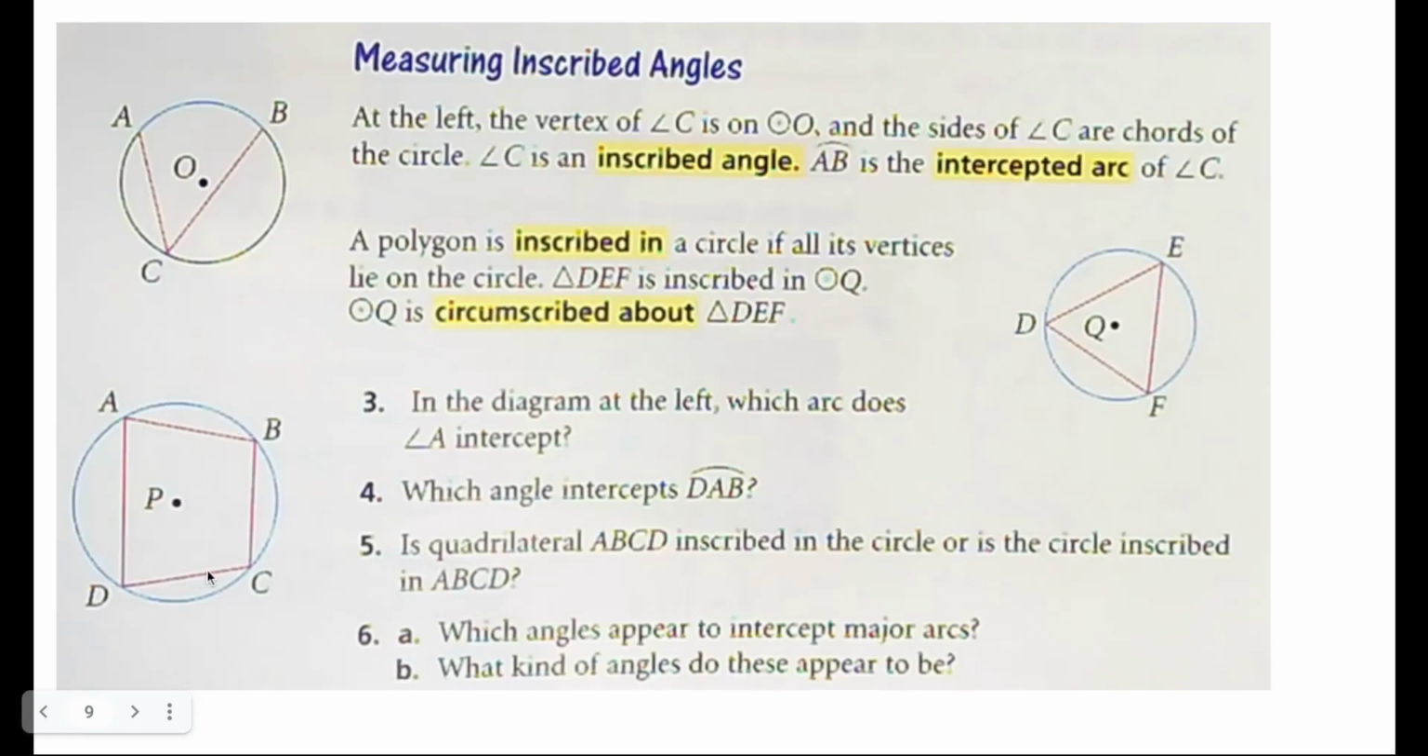This quadrilateral is inscribed inside the circle, and we say that the circle is circumscribed about the quadrilateral. Turns out, if you look closely, whenever I have a major arc cut by an angle, that angle is obtuse. Versus up here where it's a minor arc, an arc that's less than half the circle, this one up here at AB, it's cut or intercepted by an acute angle.